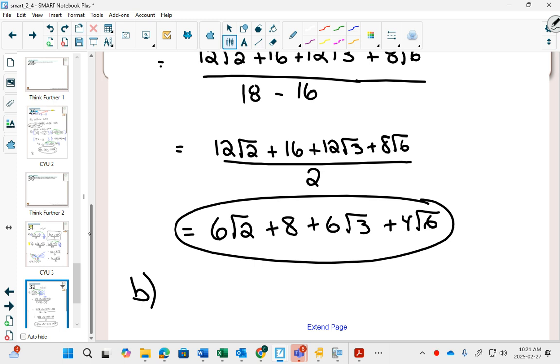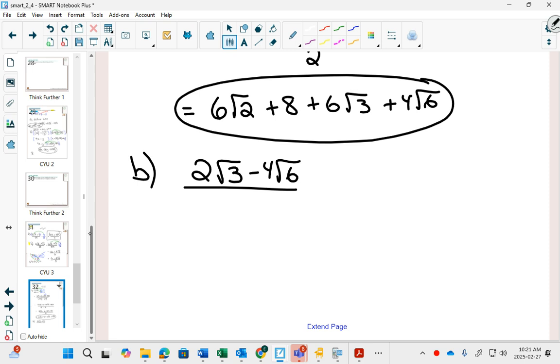So we get to B. I'll rewrite it. I have 2 root 3 minus 4 root 6. First thing I'm doing while I'm even writing it, I'm checking if I can reduce those. I cannot. 3 root 2 plus 2 root 3. 3 root 2s plus 2 root 3s. I have a binomial on the bottom. I checked all my square roots. Nothing simplifies.